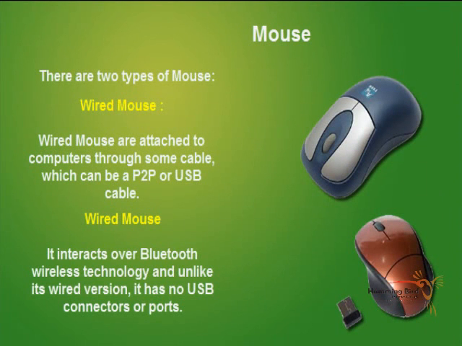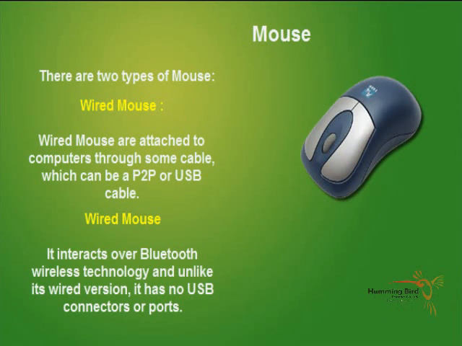Mouse can also be of two types: wired mouse and wireless mouse. Wired mouse are attached to the computer through some cable, which can be a PS/2 or USB cable. And wireless mouse interacts over Bluetooth wireless technology, and unlike its wired version, it has no USB connector or ports.